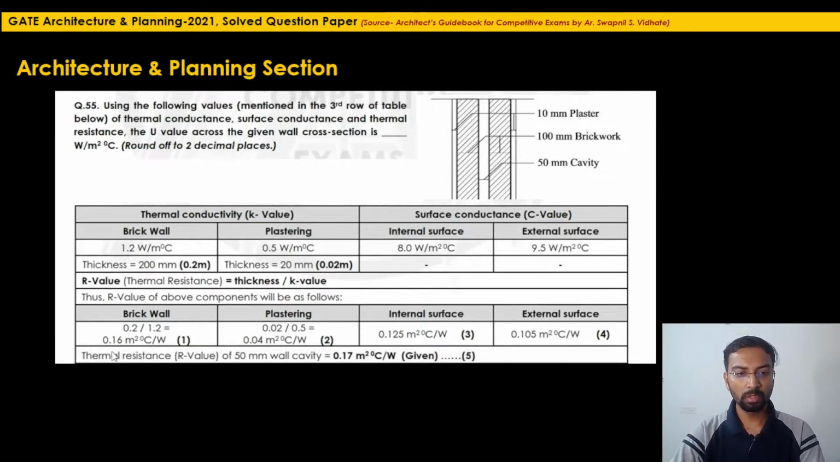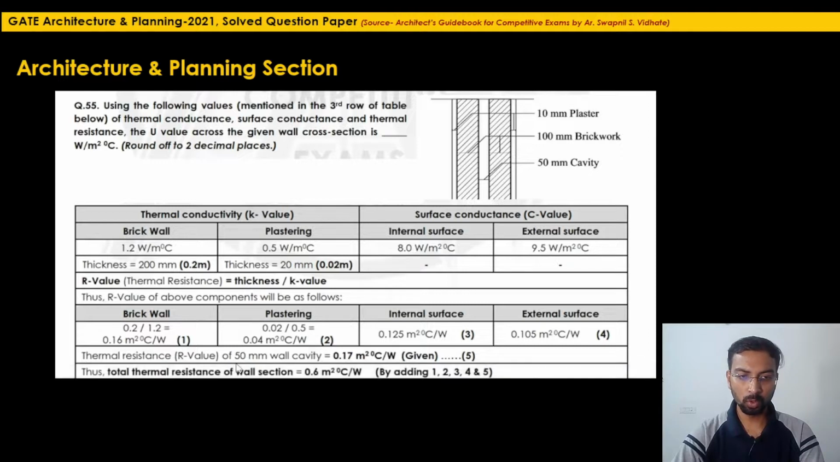So what will be the thermal resistance, that is R value, for this 50 mm cavity? It is already mentioned in the question itself, which is 0.17. We will just simply write 5 next to these values. Like this will be the value 1, this will be 2, 3, 4 and 5. So simply adding all these 5 values will be the total thermal resistance, which is total R value. So total thermal resistance of the wall section by adding 1, 2, 3, 4, 5 will be 0.6. So this is the R value.